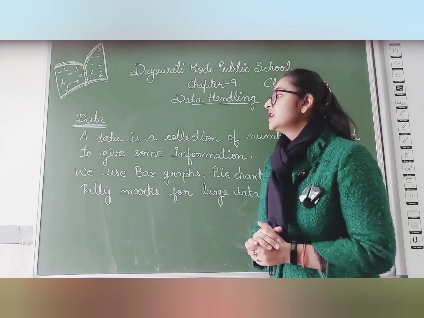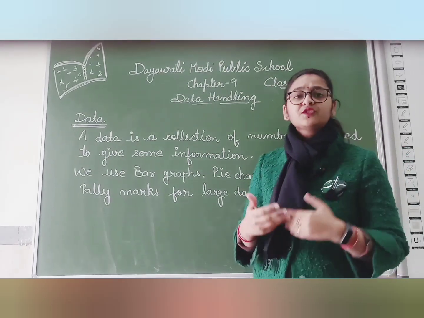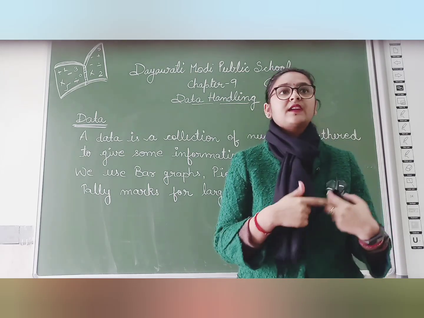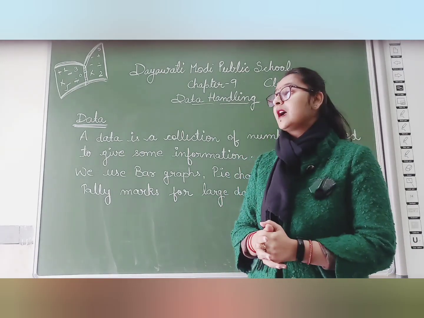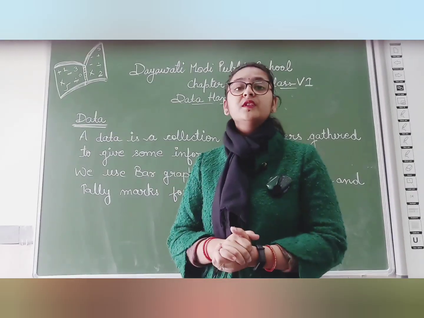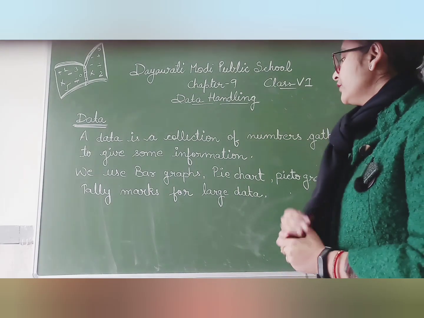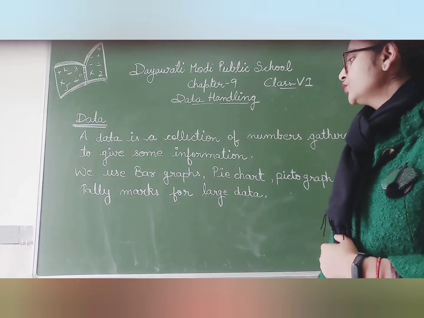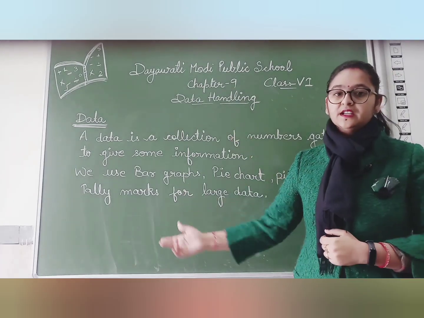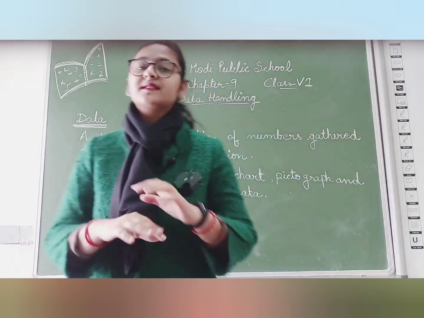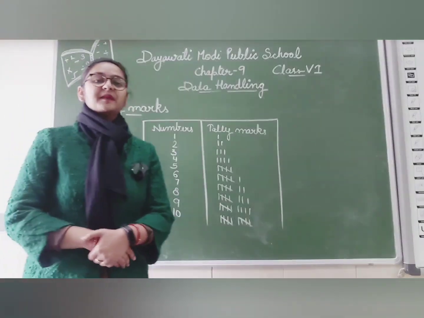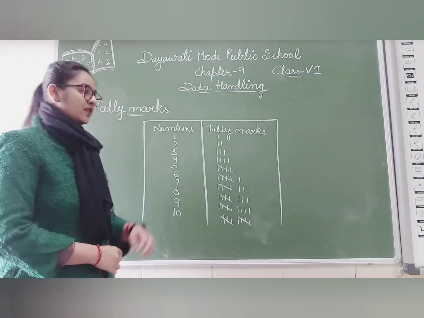Okay. Now, we can calculate small data on our fingertips or on calculators. But if we have a large amount of data, how would we handle this? For large data, we use bar graphs, pie charts, pictographs and tally marks. So in this chapter, students, we will discuss all the mediums to calculate large data. Our first method to calculate large data is tally marks.